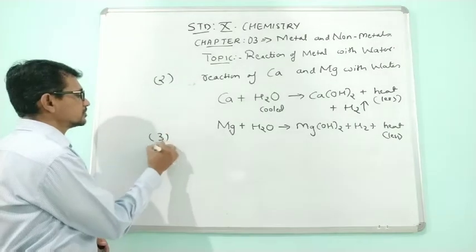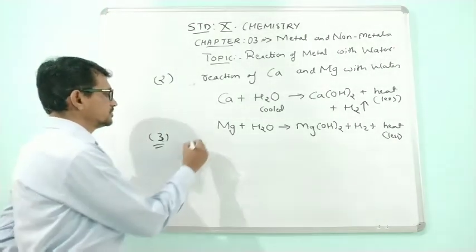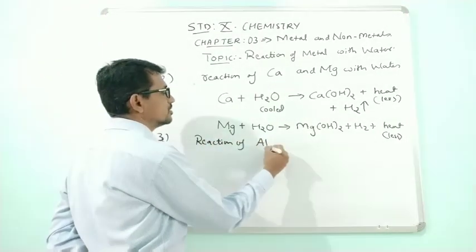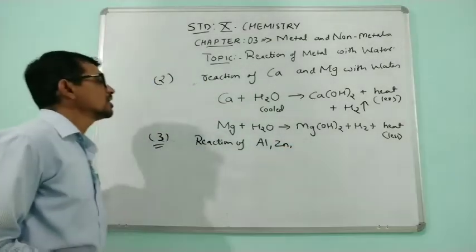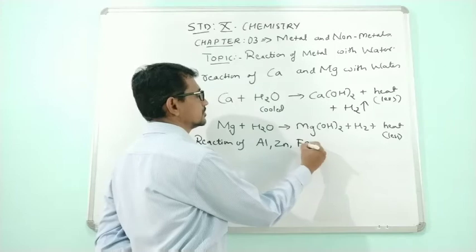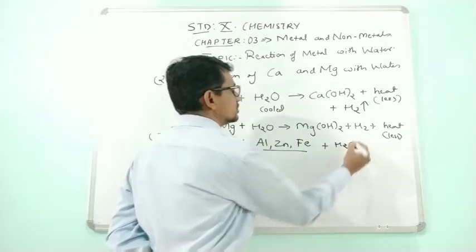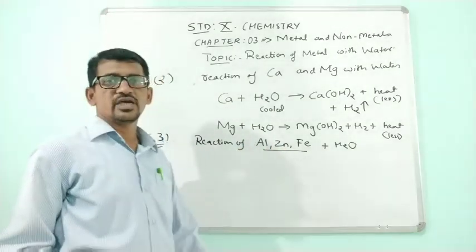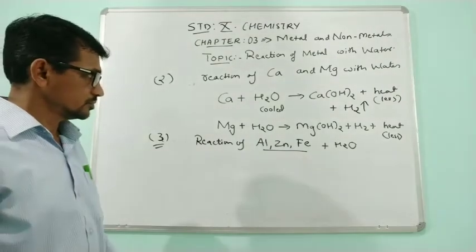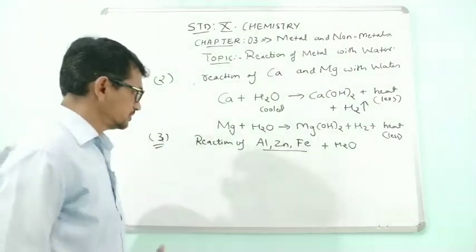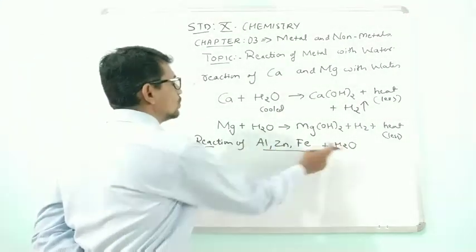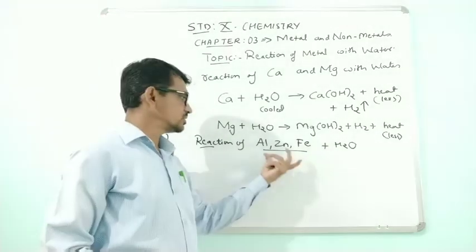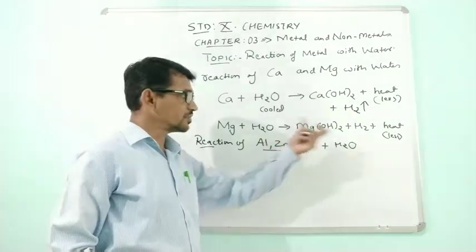Reaction number 3: the reaction of aluminium, zinc and iron with H2O. So these three reactions we will discuss: how aluminium, zinc and iron will react to form a particular hydroxide or oxide. When H2O reacts with Al, Zn and Fe, the reaction is not possible. Why? Because these metals are less reactive. They will not react with cold water.